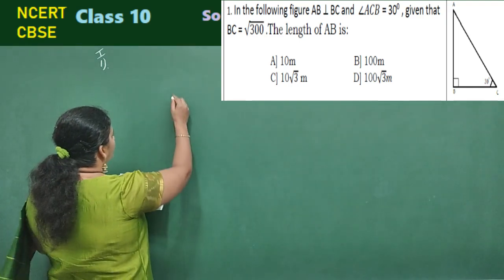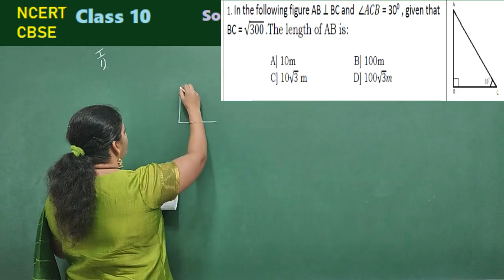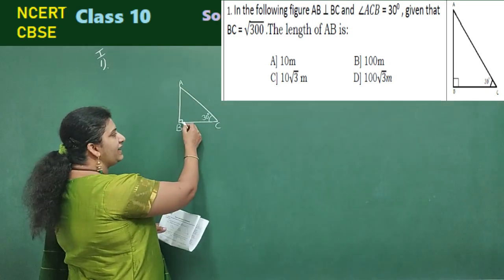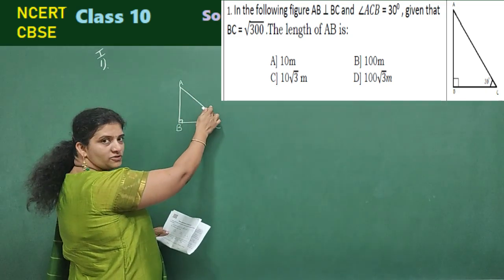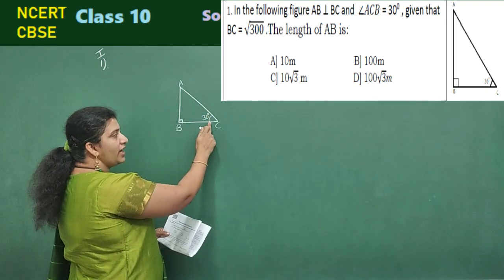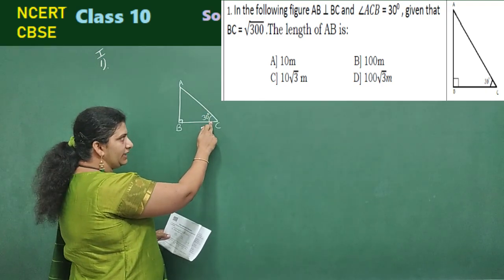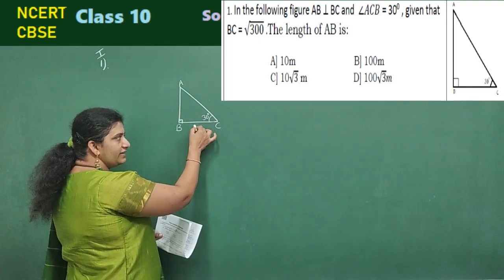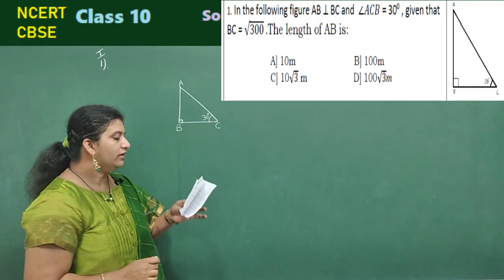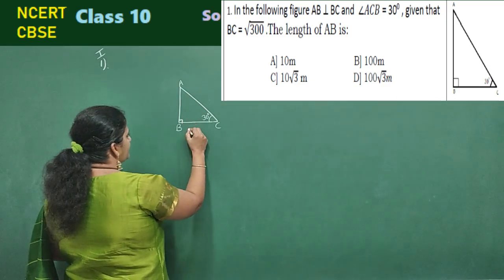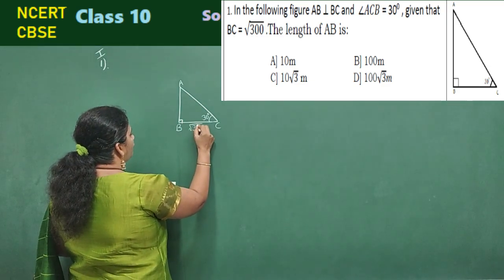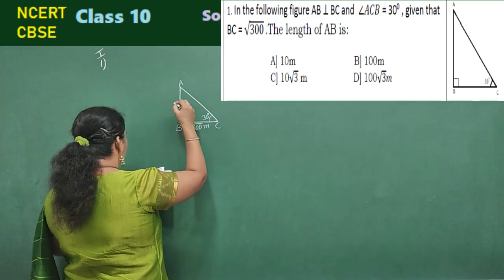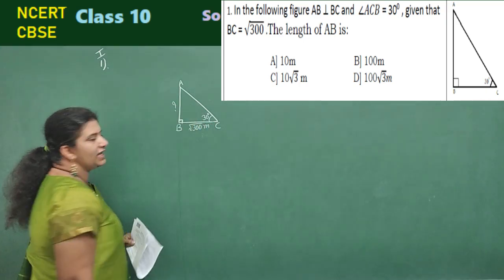So let me draw the right angle triangle here again. Angle B is the right angle and its opposite side is the hypotenuse. Here angle theta value is 30 degrees. For this angle, this side is the opposite and this side is the adjacent side. They have given BC is equal to square root of 300 meters. Find the length of AB.